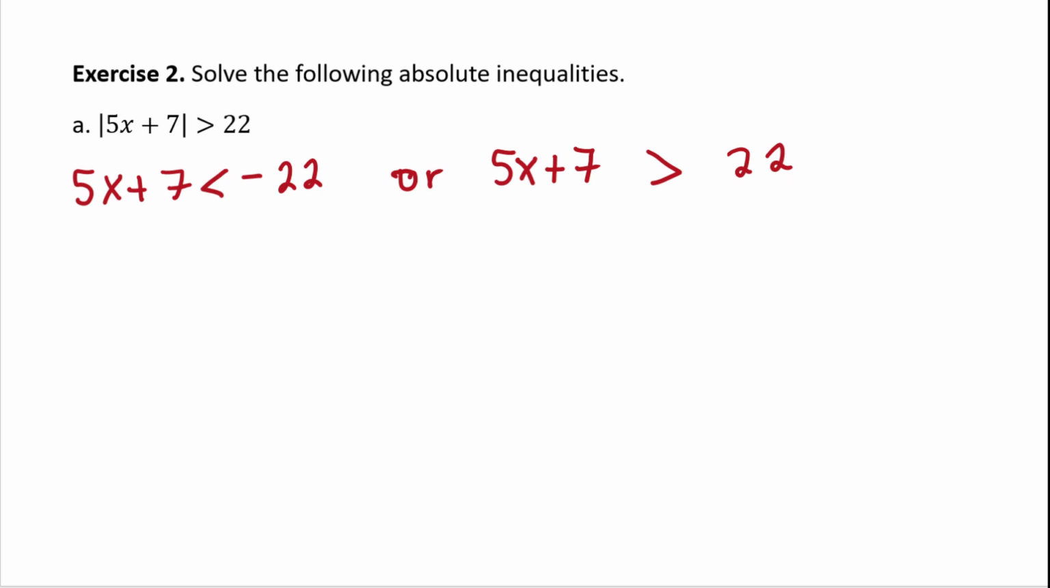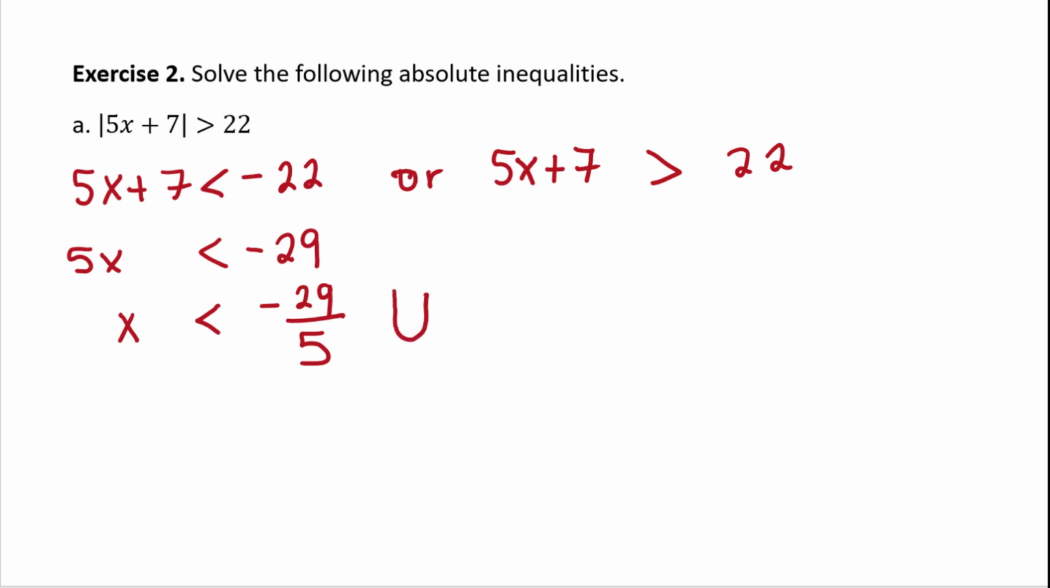Subtract 7 from each side, so 5x is less than negative 22 minus 7, which would be negative 29. Then we divide by a positive number, so dividing by 5, you get x is less than negative 29/5. Or is denoted by the union symbol.